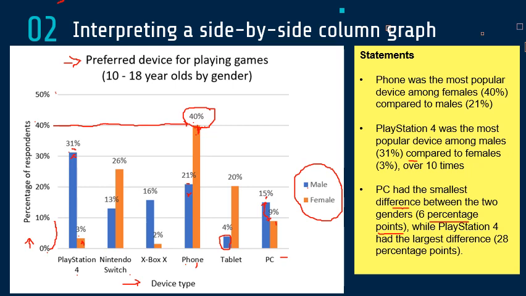Okay, while PlayStation 4 had the largest difference. So here I'm not only looking at the smallest difference, which is here, I can also look for the largest difference, which is 31% and 3% there. So a difference of 28 percentage points. So I can make all these statements just by looking at this two-way table. It's got a lot of really valuable information in here. If you are marketing or selling video game consoles, or you work for a video game company, this might be really valuable data for you.